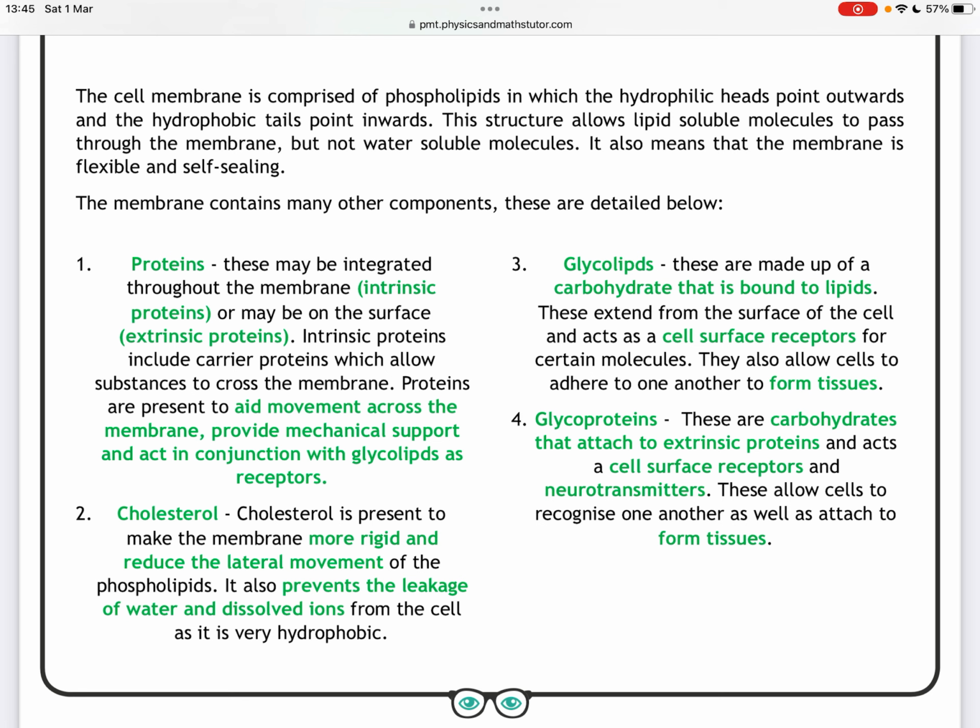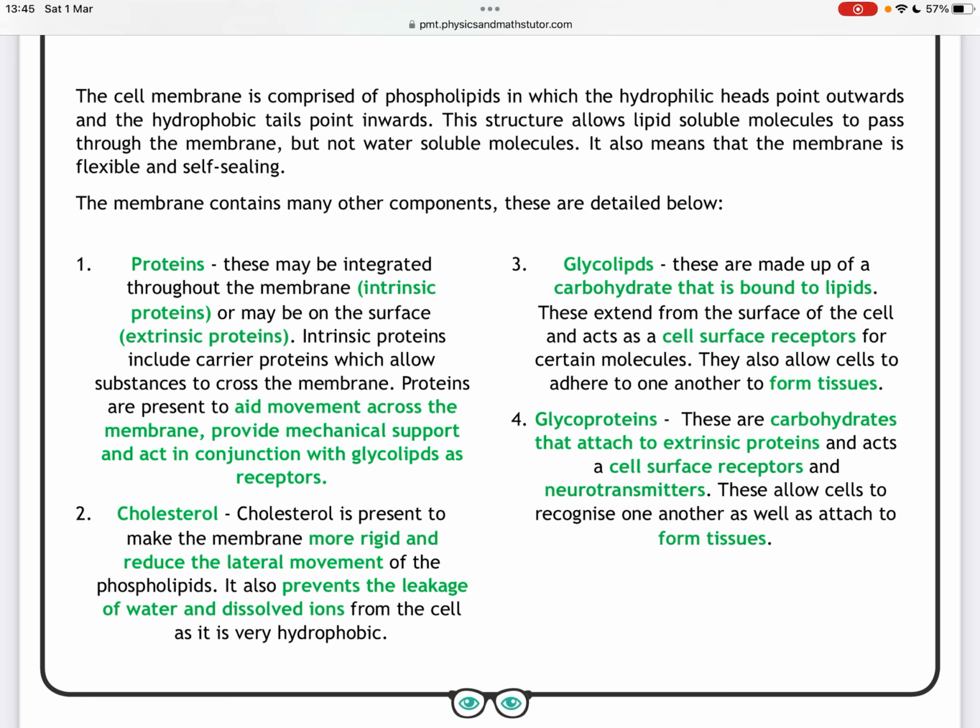Proteins, cholesterol, glycolipids, and glycoproteins. The proteins may be integrated throughout the membrane, intrinsic proteins, or may be on the surface, extrinsic proteins. Intrinsic proteins include carrier proteins, which allow substances to cross the membrane. Proteins are present to aid movement across the membrane, provide mechanical support, and act in conjunction with glycolipids as receptors.